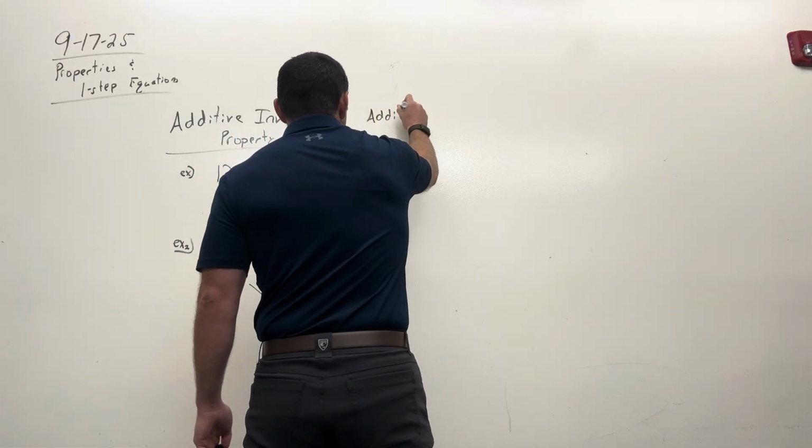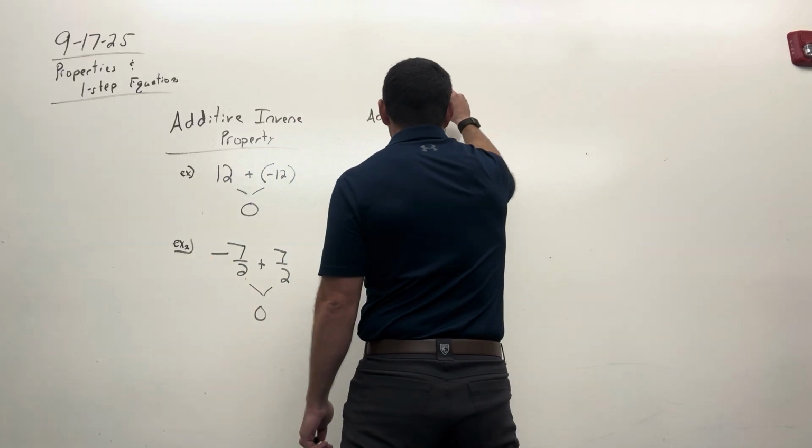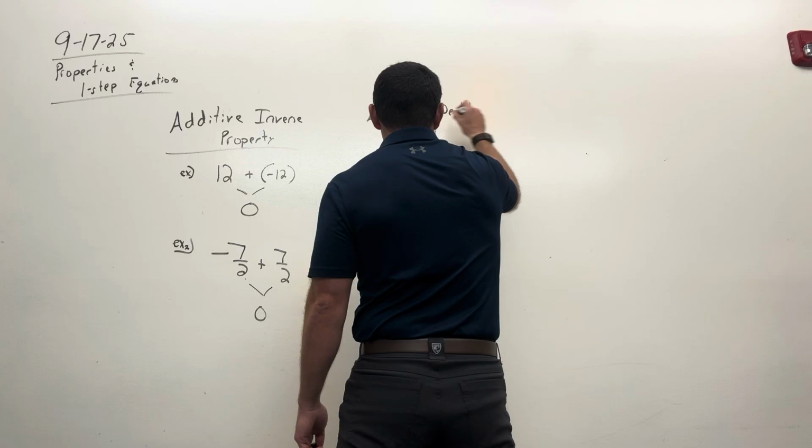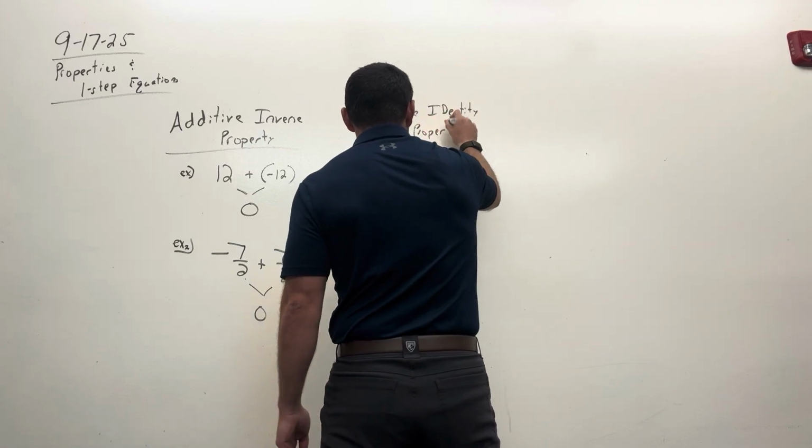And I told you I was going to show you two properties. I need to show you this one too. Additive identity property. So I'm going to show you 3.